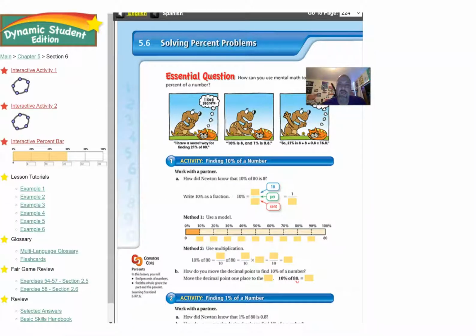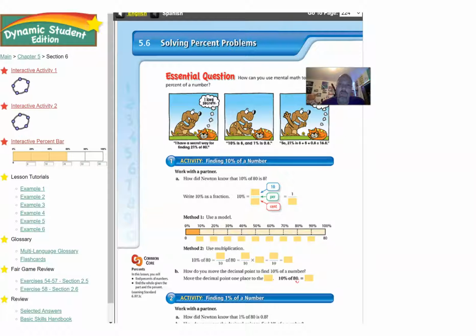So it's pretty easy to find 1% of a number. Like if I just have a number like 5, 1% of a number is 1/100th of that. So 5/100ths.